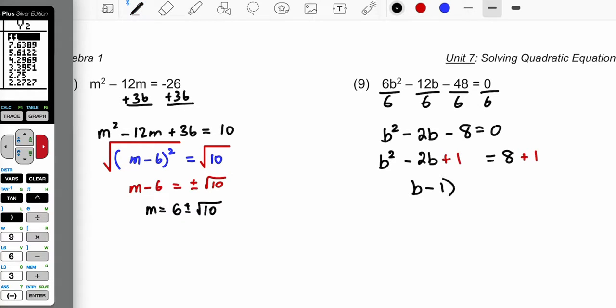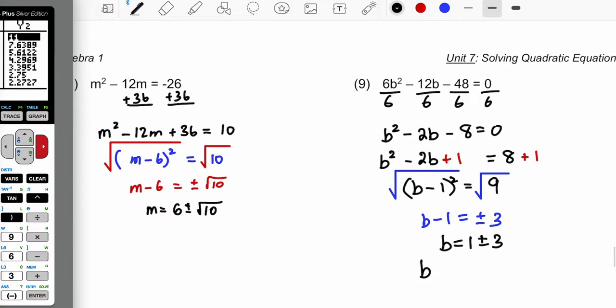So b minus 1 squared is equal to 9. Root both sides. B minus 1 is equal to plus or minus 3. Add the 1 to both sides. And then get your two separate answers. All right, so b is going to equal negative 2, or b is equal to 4. All right.